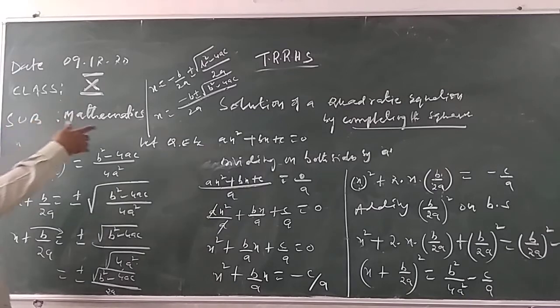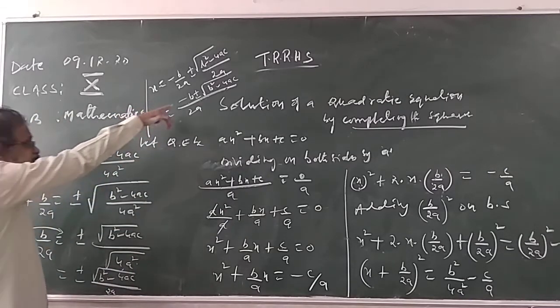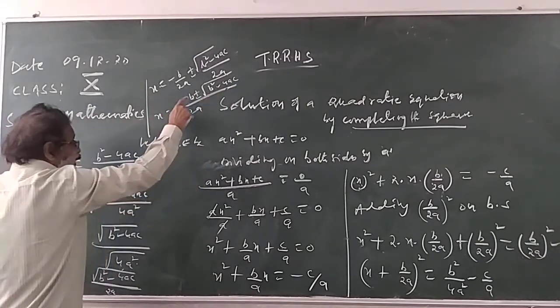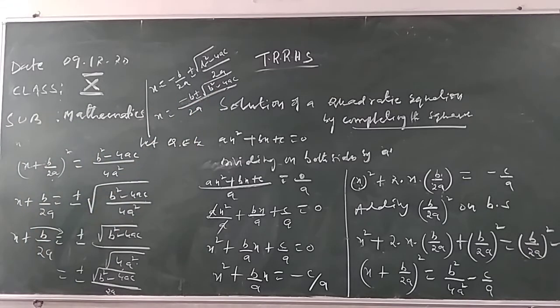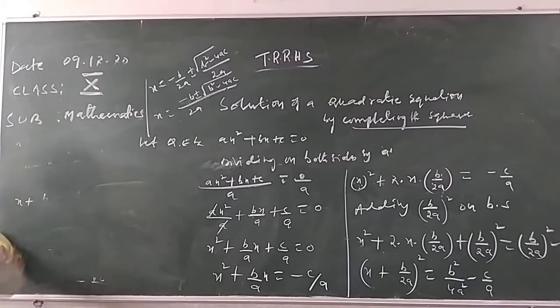So what are the roots of the quadratic equation? One is alpha, one is beta. Alpha is minus b plus under root b square minus 4ac whole by 2a. Beta is equal to minus b minus under root b square minus 4ac whole by 2a. So like this you can solve the quadratic equation. So I will give you one problem on this. I hope you clearly understand, children.